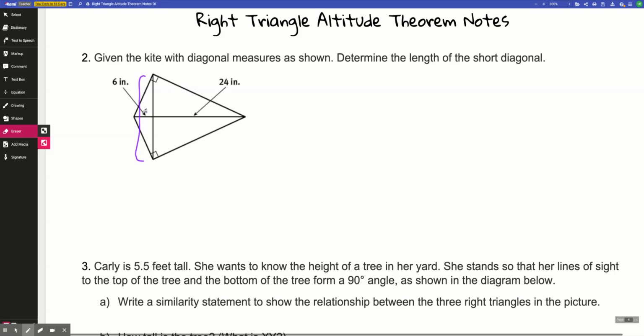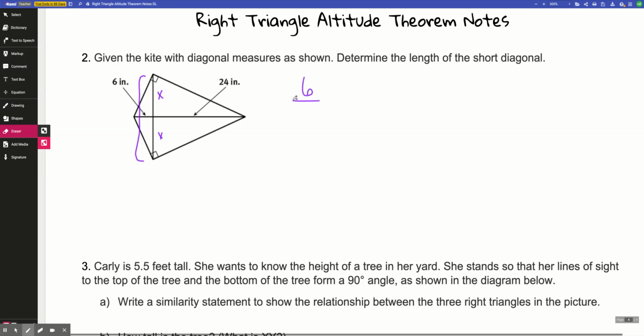But what's cool about kites, if you remember, is that they are symmetric across one of the diagonals, which is the one that we know the length of. So if I can figure out what this part of the diagonal is at the top, it's exactly the same at the bottom. So whatever answer I get, I'll just double it because there's two of them. If I ignore the right triangle at the bottom, this right triangle at the top looks very similar to what we've been working with, where x is the altitude, 6 is the short part of the hypotenuse, and 24 is the long part of the hypotenuse.